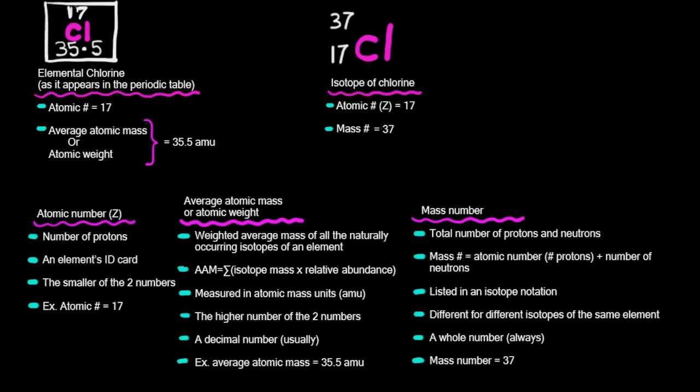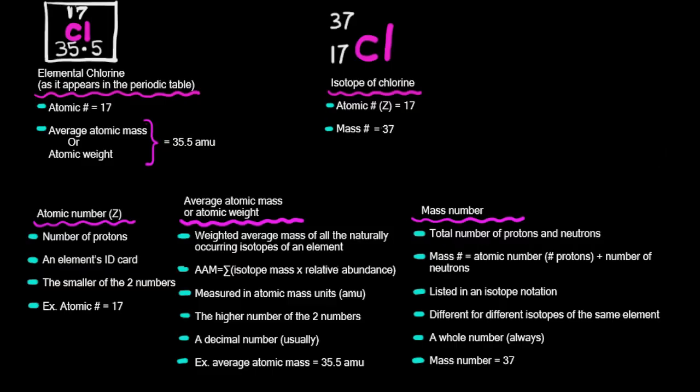number. Let's begin with the atomic number, which is often written as the letter Z. The atomic number is the number of protons in the nucleus of an atom. It serves as a unique identifier of each element, almost like an ID card. On the periodic table, the atomic number is the smaller of the two numbers listed for each element. For chlorine, the atomic number is 17.